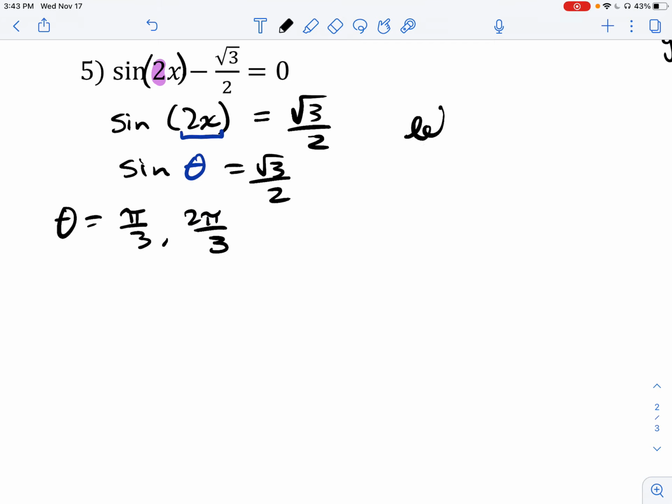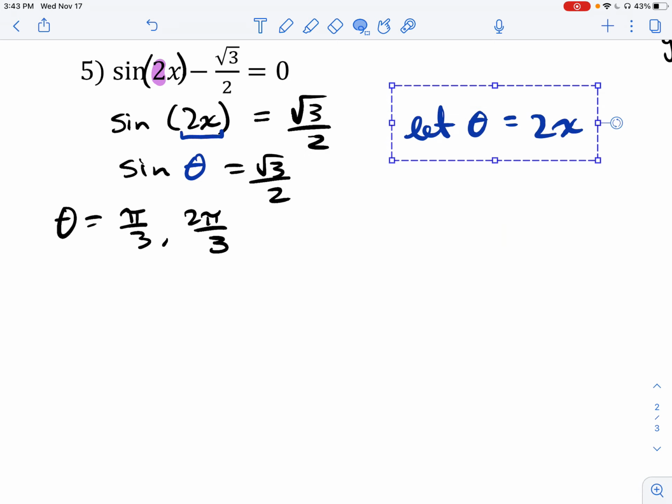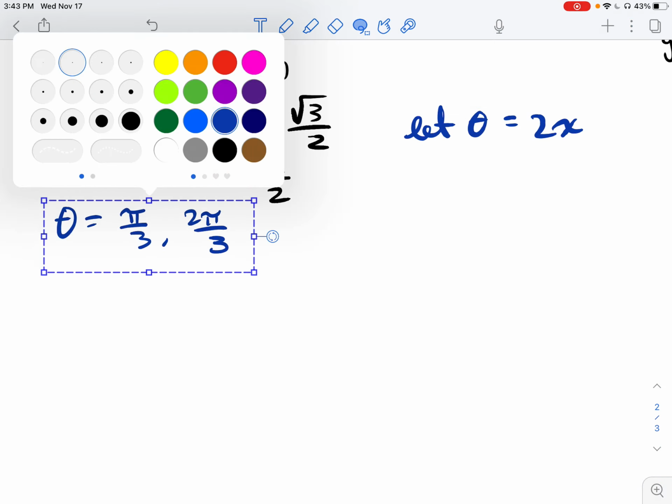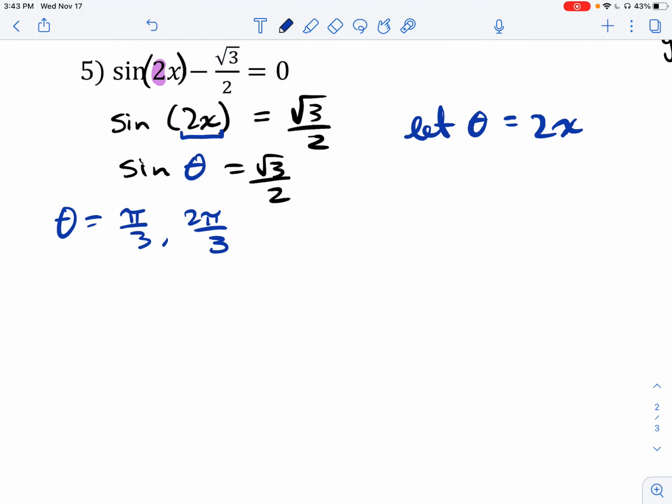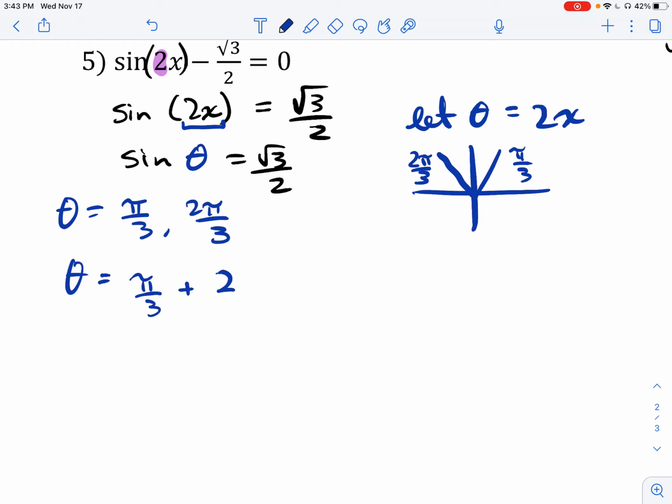So again, what have we done? We've let theta be equal to 2x. That's what we're doing here. Let me switch that to a different color so we can see. I'm going to find the general solutions first. Let theta be equal to, and if I sketch this out, I've got pi over 3 and 2 pi over 3. So my general solutions, I'd really have no other choice but to write this as pi over 3 plus 2 pi n. And the other one, theta is equal to 2 pi over 3 plus 2 pi n.